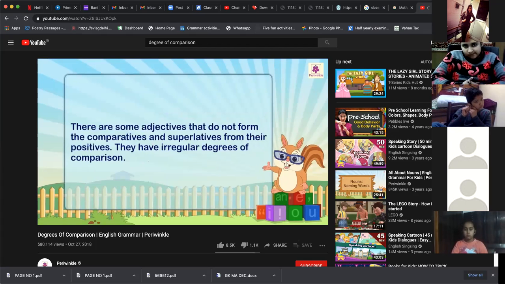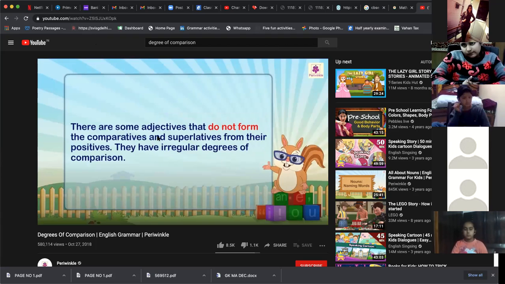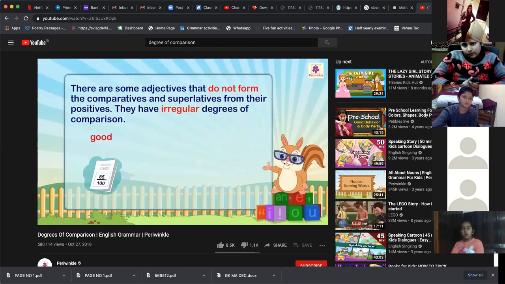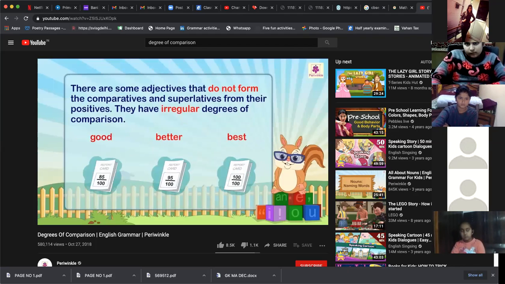There are some adjectives that do not form the comparatives and superlatives from their positives. These are the exceptions, like good, better, best. Bad, worse, worst. Little, less, least. These are the words that are irregular degrees of comparison. For example, good, better, best.